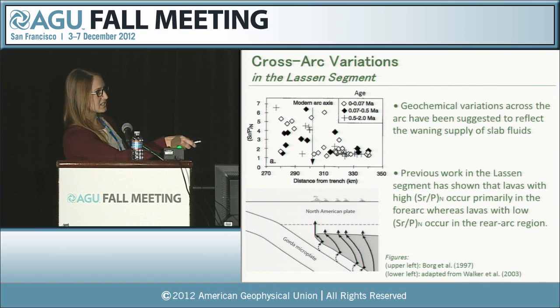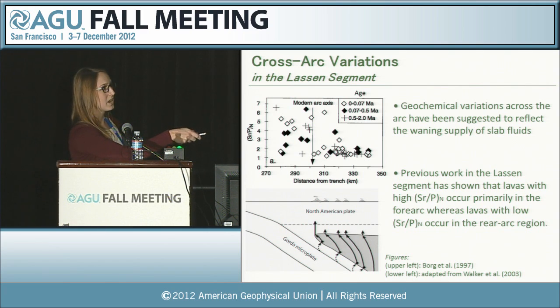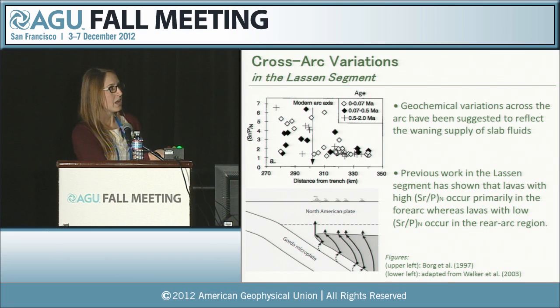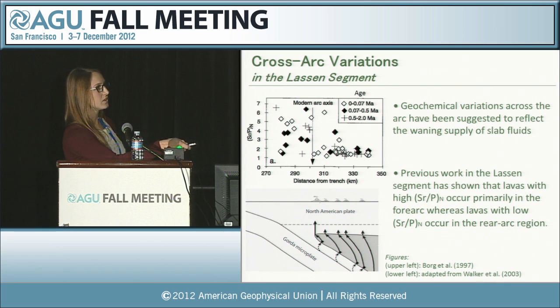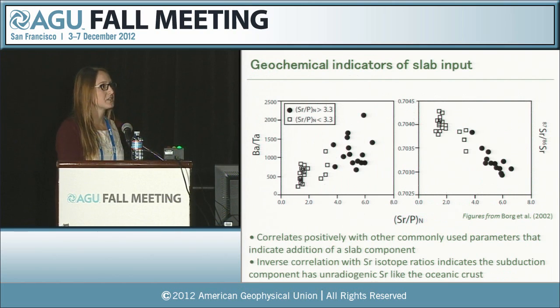On the y-axis, we have strontium over phosphorus normalized to primitive mantle, which is a slab fluid indicator of the slab component, versus distance from the trench. And we see, although the trend is variable, that the lavas with high strontium over phosphorus are found in the fore-arc and the arc axis, and those with really low strontium over phosphorus are found dominantly behind the arc axis. Strontium over phosphorus appears to be an excellent indicator of the slab input.